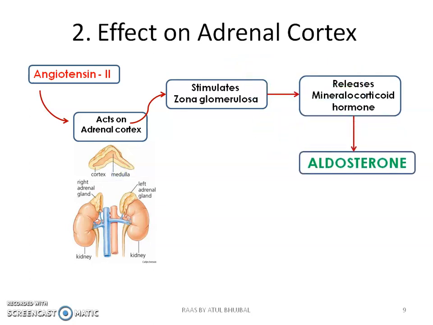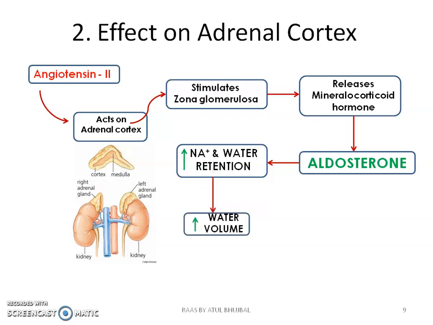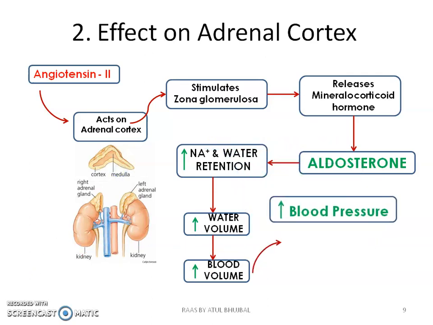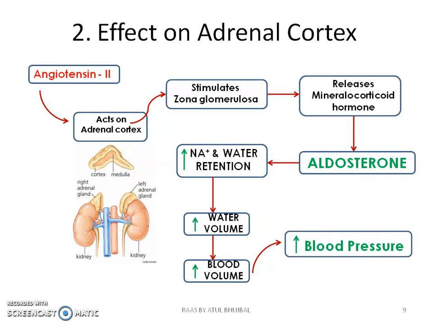Now, what happens after this aldosterone? Aldosterone is responsible for increasing sodium and water retention in the body. Whenever sodium and water retention is increased, it always increases the water volume. Increased water volume means increased blood volume, and blood volume is directly proportional to the pressure. That's why whenever blood volume is increased, it always increases the blood pressure. So in this way, angiotensin 2 acts on the adrenal cortex and increases the blood pressure.